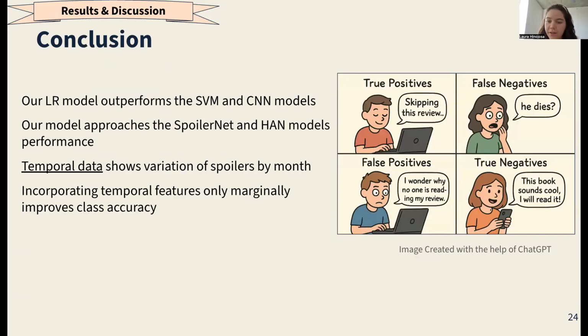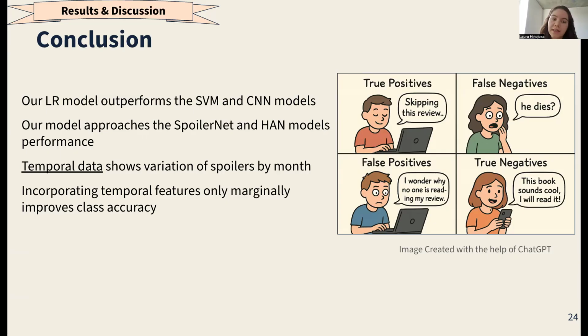And so finally, this is a task in which we're more interested in being able to detect spoilers. We don't care so much about potentially having false positives, where maybe just some reviews might be skipped. But it's very important not to have false negatives, because then that would spoil the book for someone. Here we show that our logistic regression models outperform the support vector machine and convolutional neural network models from the paper that we used as a baseline. And even though they did not outperform SpoilerNet, they came surprisingly close given that they are simpler models.